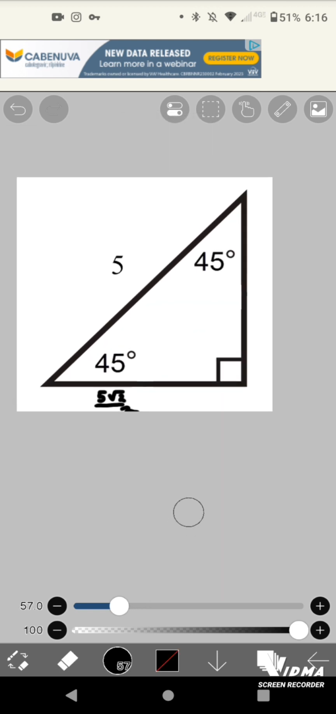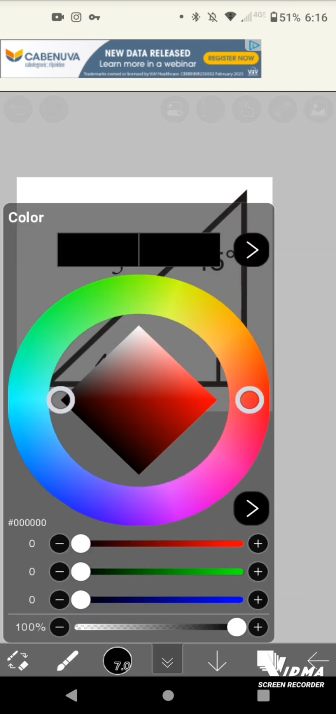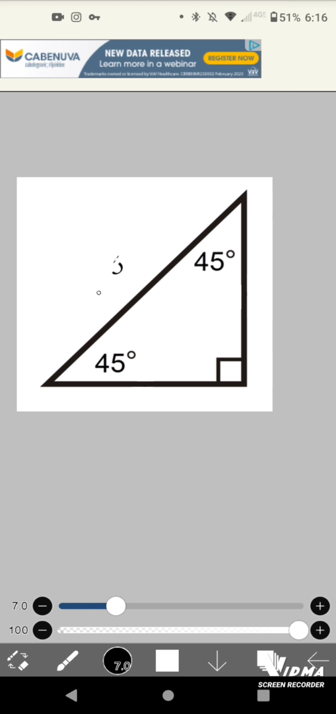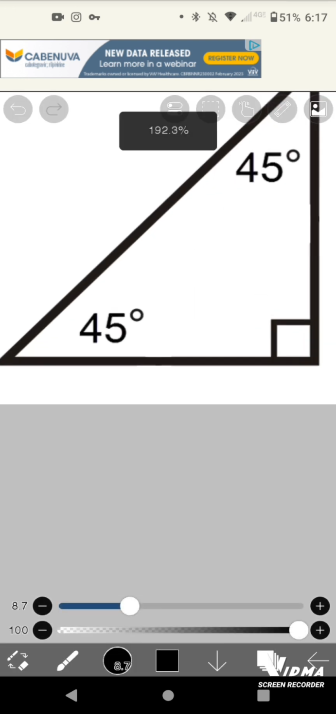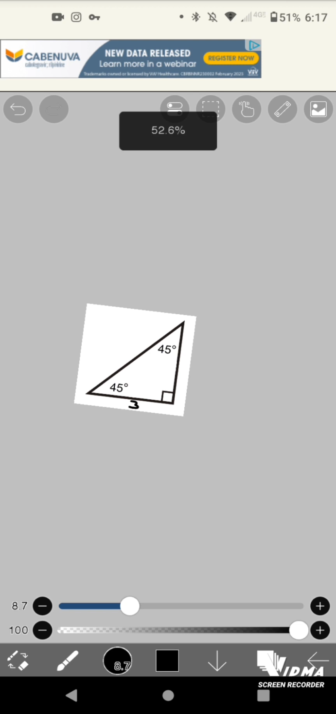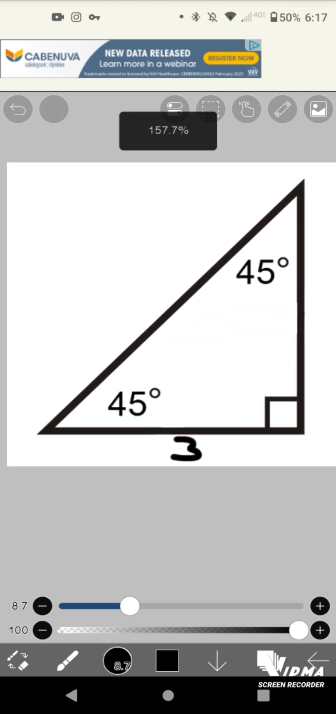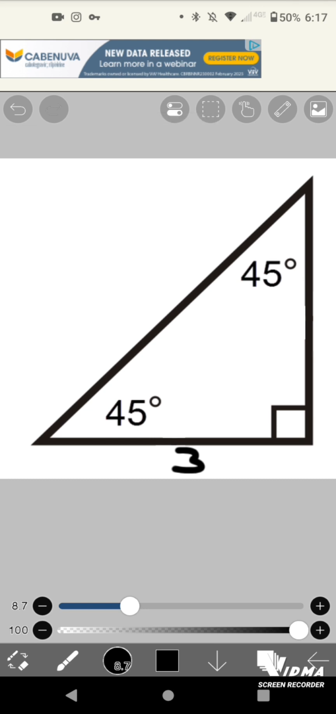Now let's try something else here. Now if we were to get a 45, 45, 90 triangle, but we weren't given the hypotenuse. Instead, given the side length, what do we do? We multiply by the square root of 2, because that's how we get it.